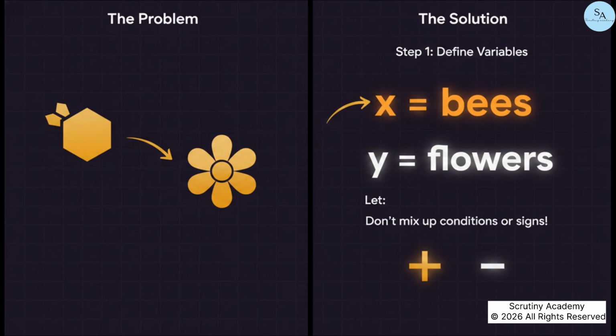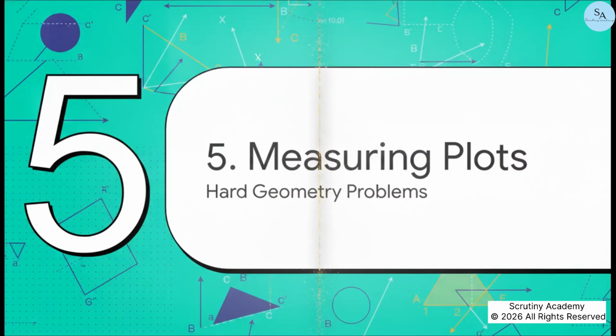Another huge trap is mixing up the conditions or forgetting negative signs when translating English words like leftover or empty into math symbols like plus and minus. Take your time with the translation. It's honestly the most important part of the whole problem. All right, you're doing great.